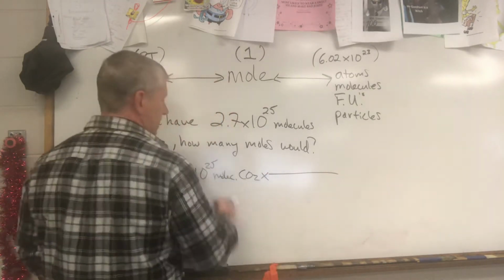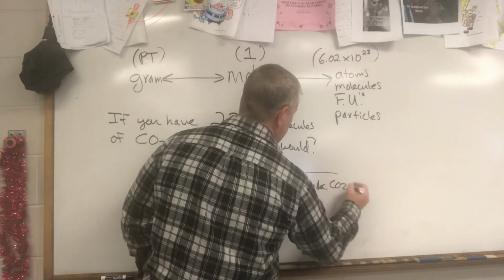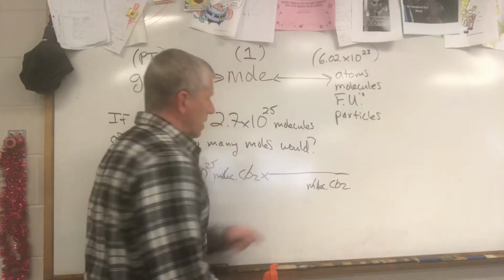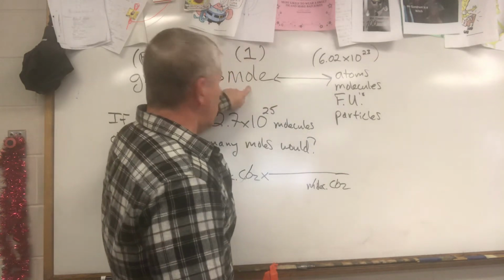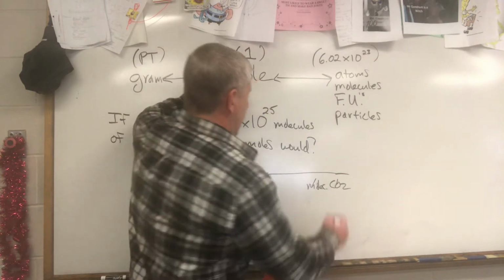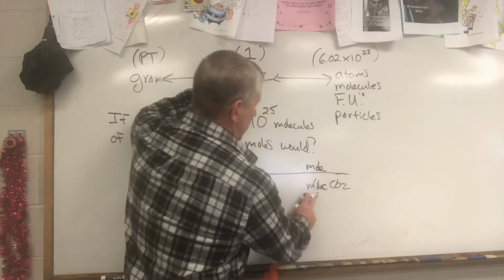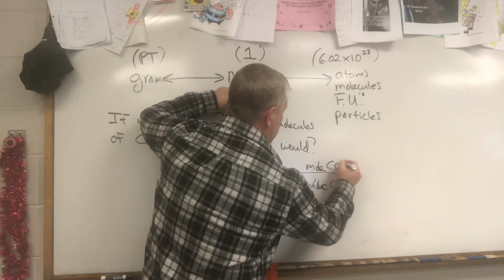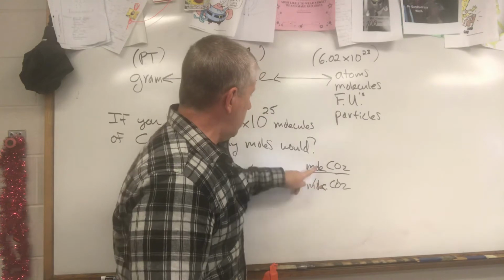Multiply, divide. So molecules of carbon dioxide goes on the bottom, because that's what I have on top. Now that means molecules here, I have to go to the mole. You have to put moles. That's molecules, and that's moles. Moles of CO2.